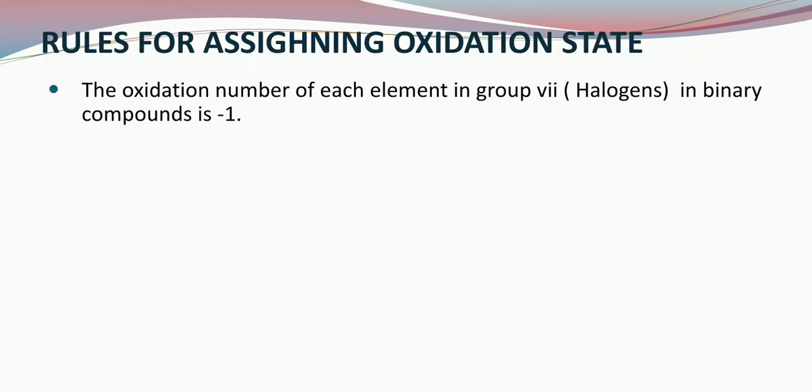The oxidation number of each element in group 7 in binary compounds is -1. The group 7 elements are known as halogens because they are halide formers. So in binary compounds, these elements carry oxidation state -1. For example, fluorine, chlorine, bromine, iodine are the elements of group 7 and they carry oxidation state -1.